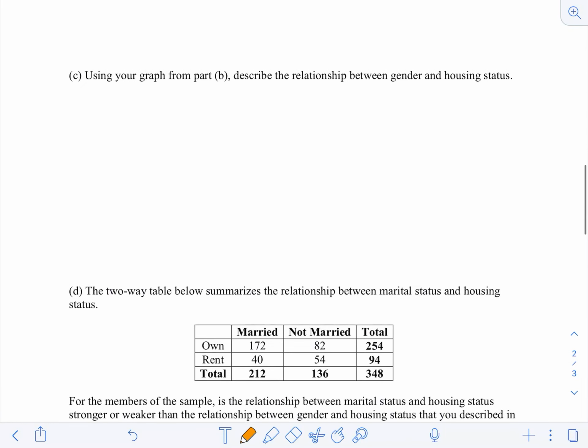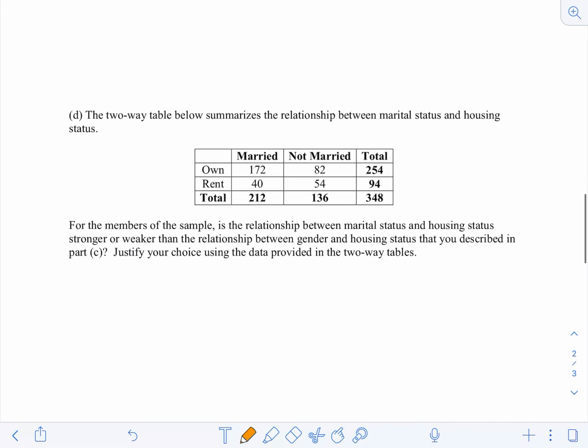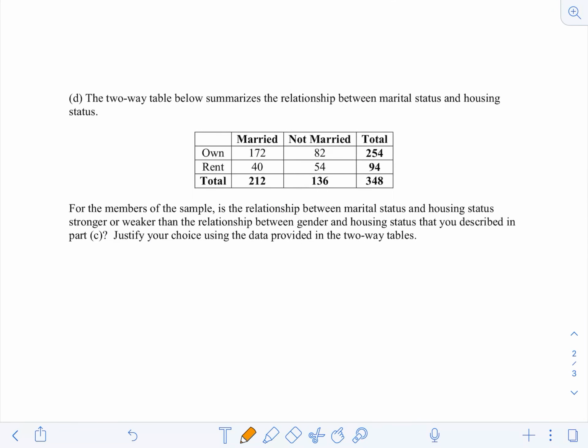If we go to part C, it says use the graph in part B to describe the relationship between gender and housing status. So we're just going to use that graph to get some results here. This is going to be a sentence answer, maybe 2 sentences. Now we've got D, a two-way table summarizing the relationship between marital status and housing status.